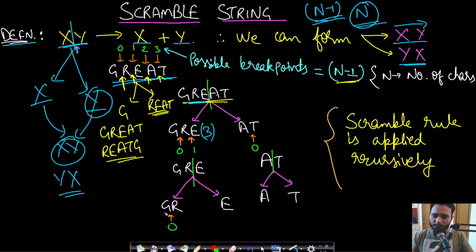Then again we will have "gr" on the left hand side, "e" on the right hand side. For "gr" we will have only a single partition point because it is of length 2. Okay. So like this we can partition until we get the string of length 1, which is a single character, and then we will start merging them.